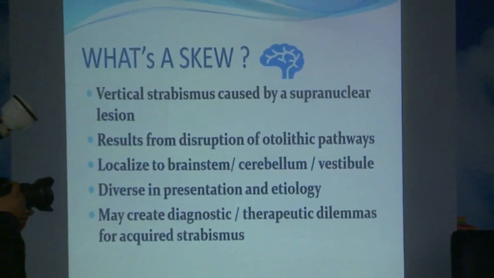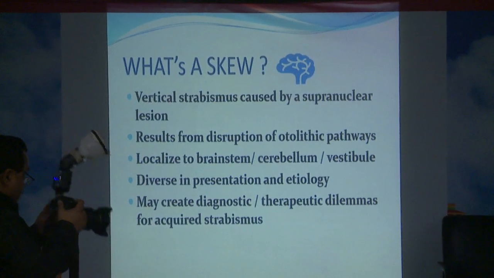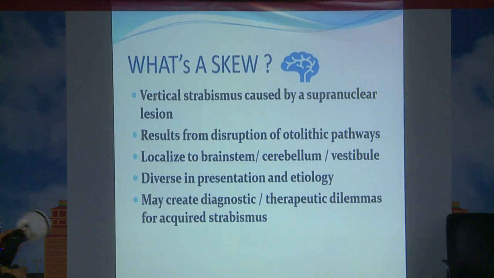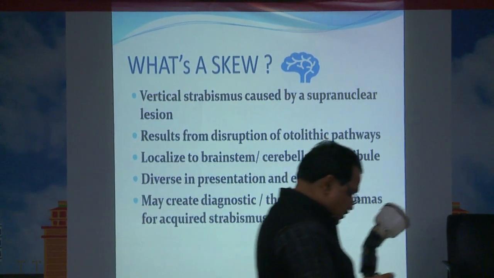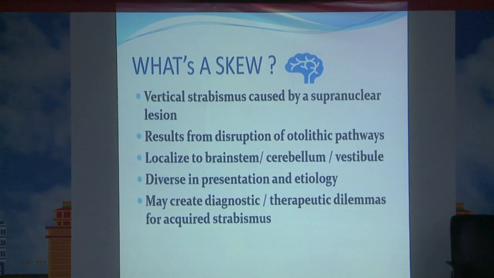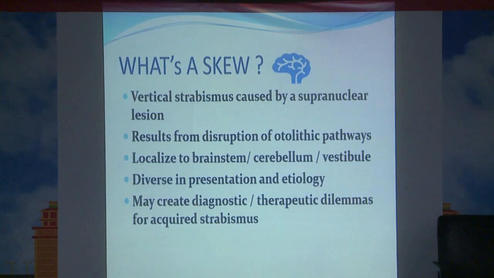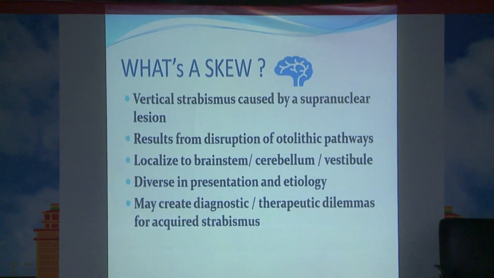We have been talking about nuclear, fascicular, and neuromuscular junction, the muscular junction, but these are pre-nuclear or supranuclear. So the problem is before the nerve nucleus, and this is going to cause the motility problem. This results from the disruption of otolithic pathways. Now, what are these otolithic pathways?